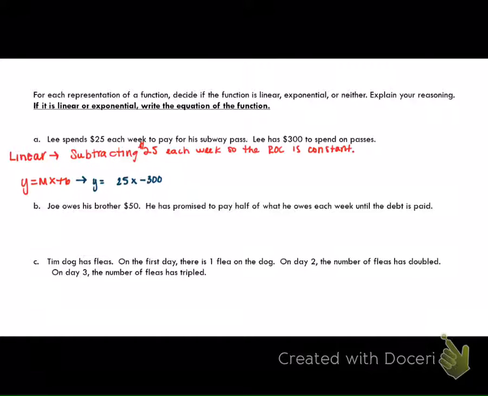Jenny, what's one thing? 25 needs to be negative. He's spending $25, so it needs to be negative, okay? So you did a great job of making 25 your slope. You just need to make it negative because he's spending it. Kelly? It should be plus 300. Perfect. It should be plus 300. Again, I love that 300 was your y-intercept, but because he has $300 in his pocket, it's positive. It's not negative. This is not in debt. So that would be your equation. Very good.